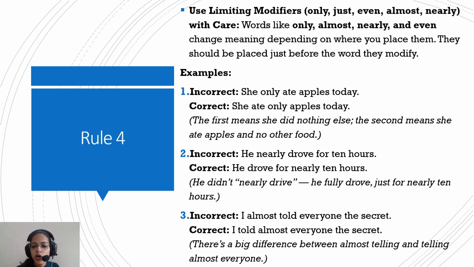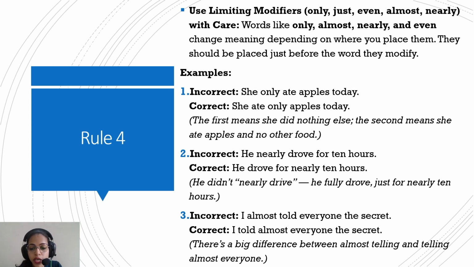He nearly drove for 10 hours. He nearly drove means he didn't drive completely, he almost drove, which is wrong. He drove for nearly 10 hours. That he drove for almost 10 hours. So almost driving or almost 10 hours. So the placement of the word "nearly" is changing the complete meaning. He didn't nearly drive, he fully drove, but for nearly 10 hours, nine and a half hours kind of timing. So that's the thing. These words, if you change the position, completely change the meaning of the statement.